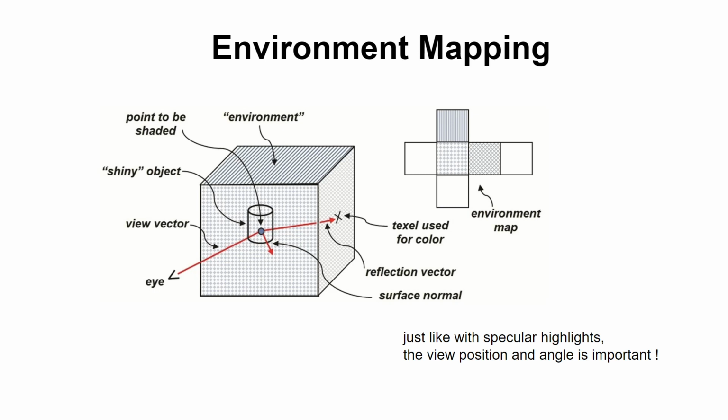Right? So we're going to use that same environment map, but instead of just going from the origin, we're going to use the object inside to figure out the normal that points from the surface of that object. This is going to be the real determining factor here. We have the surface normal, and then we have the viewer. Just like specular highlighting, the view position and angle are important to figure out where we get the texture, the texel here, using this reflection according to the normal and the eye view vector.